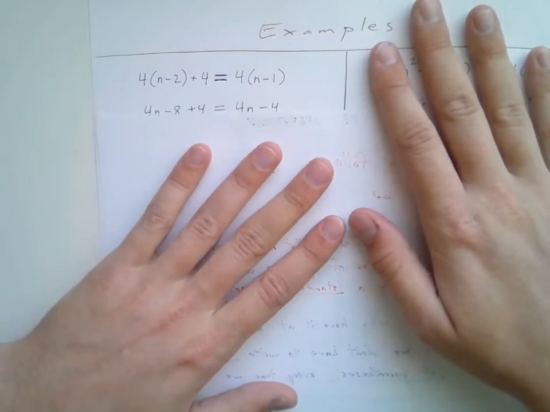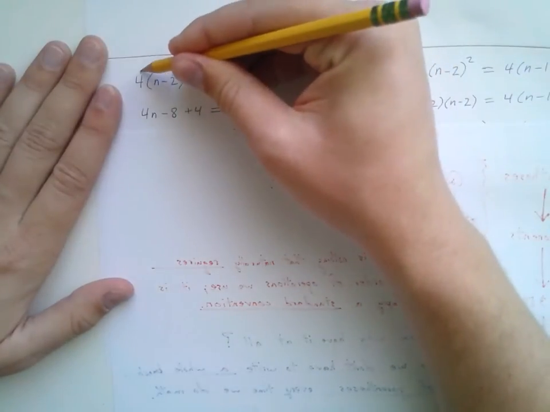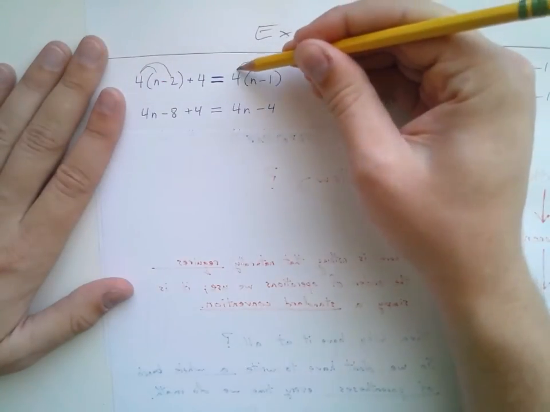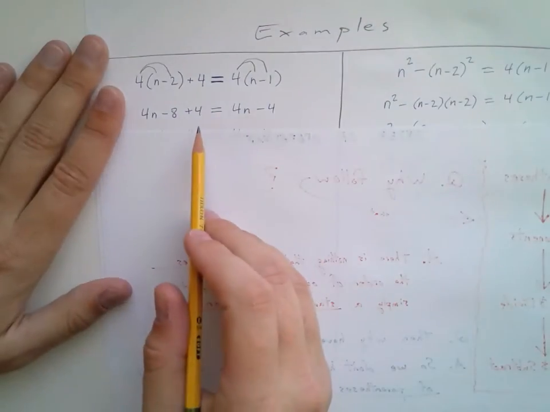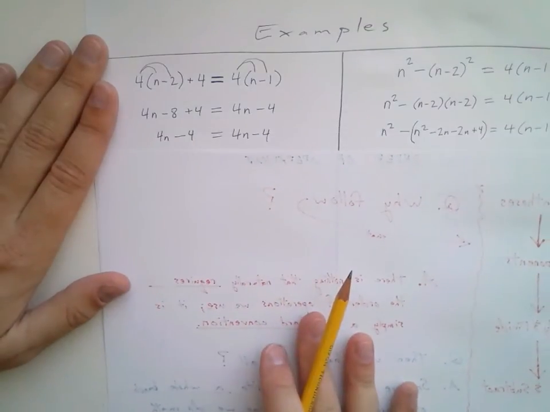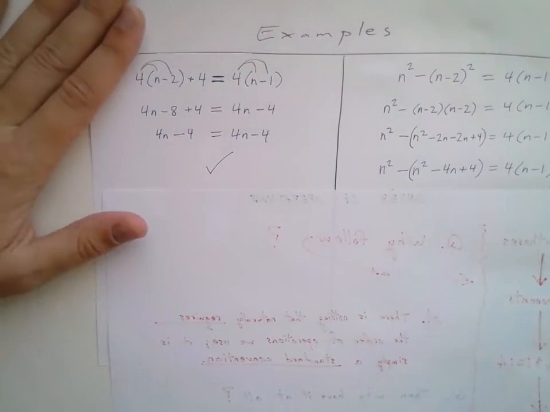And to check that, you multiply 4 times n, 4 times negative 2, and 4 times n, 4 times negative 1, and simplify it. Negative 8 plus 4 is negative 4. Oh, they're equal, just like we expected.